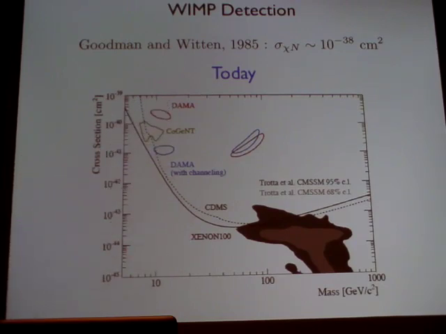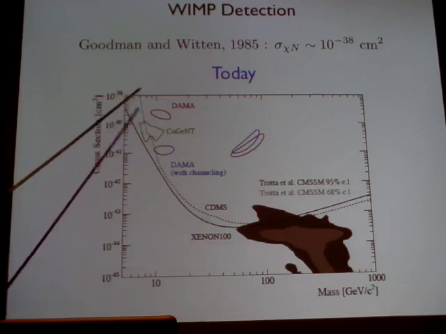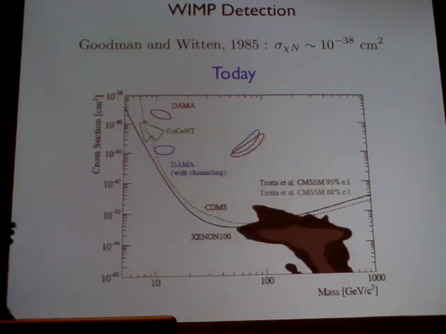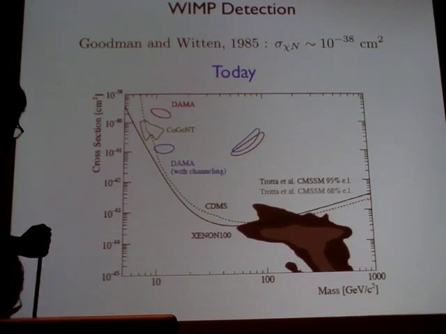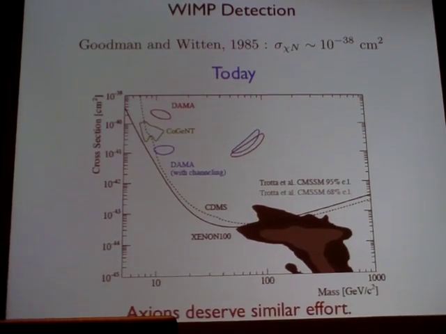The fundamental reason why this worked is because the technology, which was just this little detector where you're looking for something scattering, was a scalable thing. You could start small, understand it very well, and make it bigger and bigger. And that is very similar to the kinds of ideas that we've proposed. And we certainly think that axions deserve a similar effort.